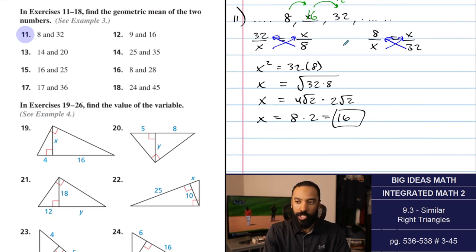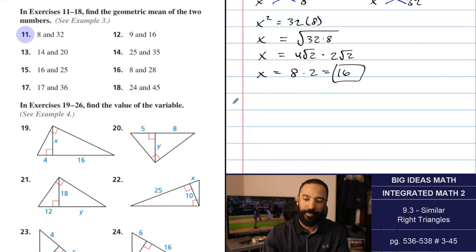Are they all going to be integers like that? No, I don't expect many more of those. But it makes sense that it's the answer.